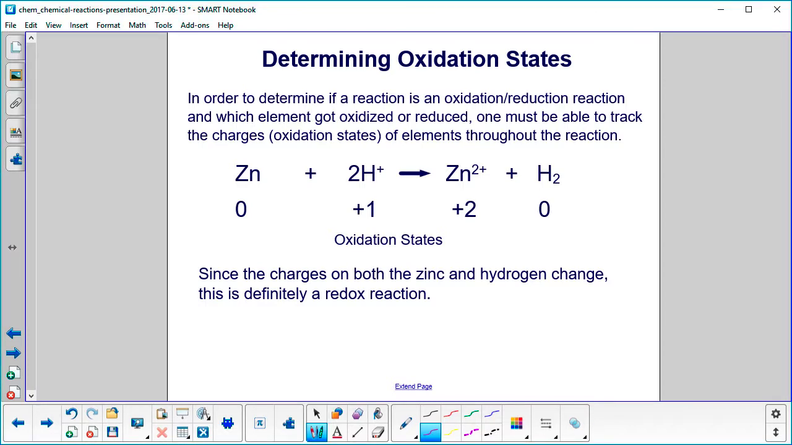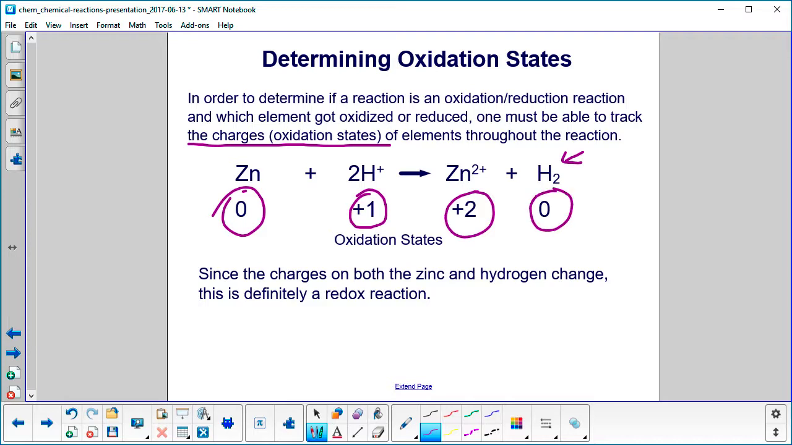In order to determine if we have a redox reaction and which element got oxidized or reduced, you have to track the charges or the oxidation states of the elements throughout the reaction. So if we have here zinc getting together with hydrogen, and then on the other side, zinc is turned into a +2 ion and hydrogen is back to its neutral state, we write the oxidation states down here. Zinc is neutral, that's 0. Hydrogen, each one is +1. Here, zinc is +2. Here, hydrogen is 0. So the charges on both the zinc and the hydrogen change. This is definitely a redox reaction. Electrons have been transferred.